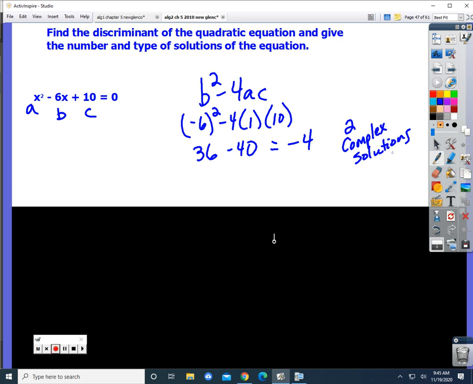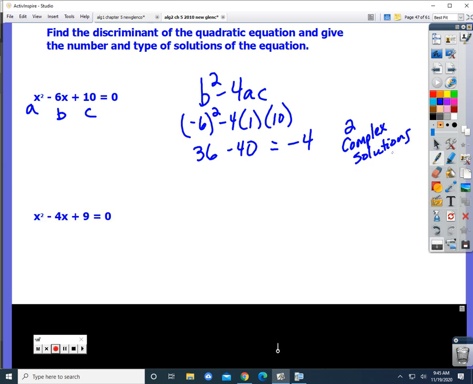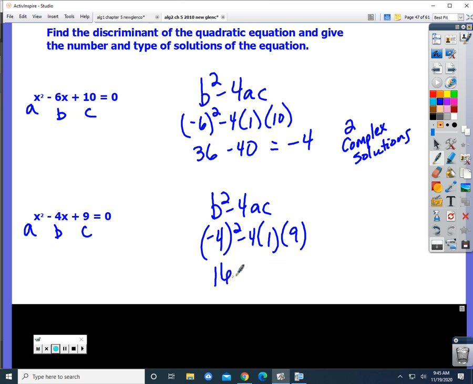All right. This one, he's ready to go too. We got an A, B, and C. So we're just looking at b squared minus 4ac. So we got -4 squared, minus 4, 1, and 9. So that's 16 minus 36. So that'll be -20. So that's also 2 complex solutions. So when they want to know what the discriminant value is for these, these 2 are your answer.